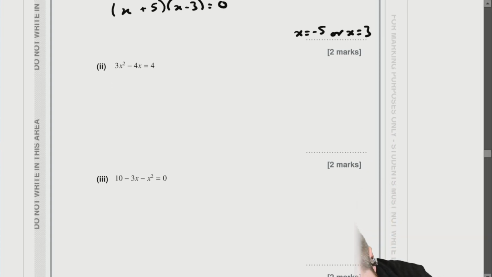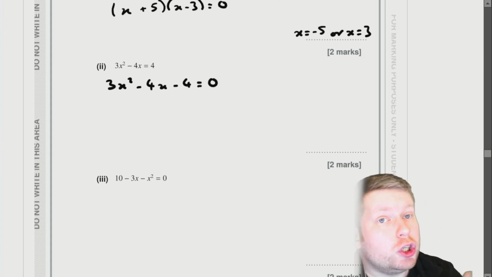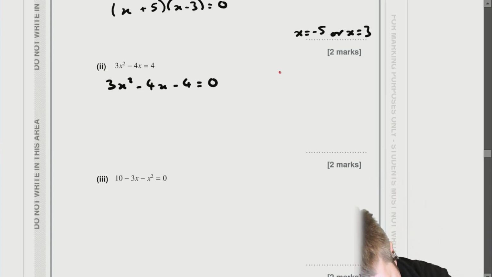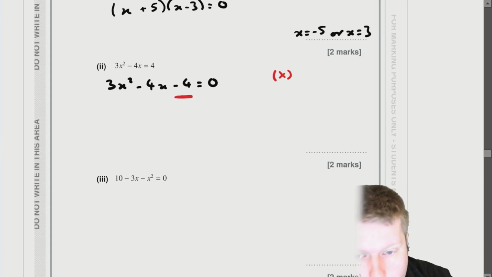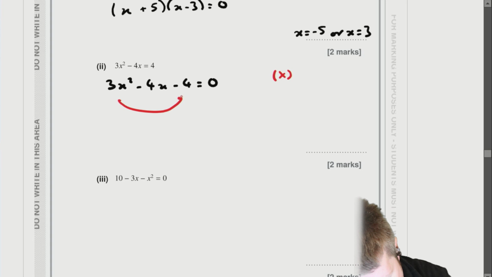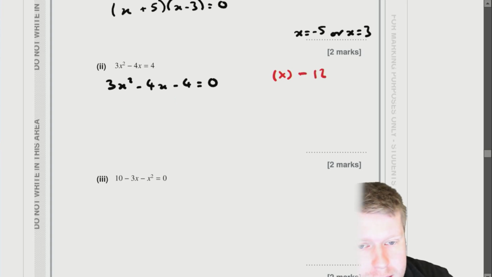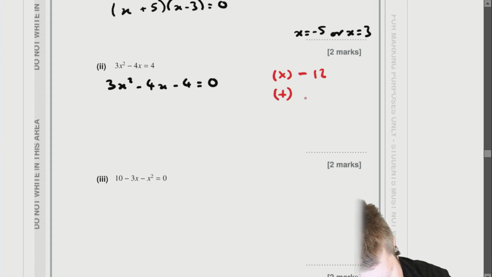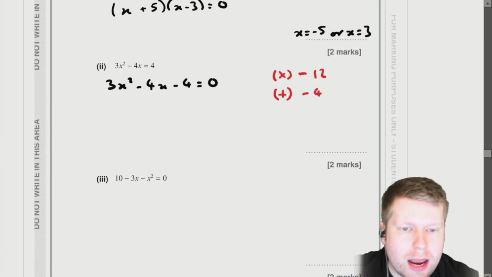Okay, let's have a look at question 2 then. So we're going to take away 4 from both sides to make this equation equal to 0. So we get negative 4 equals 0 like so. And then this is a non-monic quadratic. So remember, you're looking for 2 numbers that multiply together to make not negative 4, but 3 times negative 4. So in other words, you're looking for 2 numbers that multiply to make negative 12 and which add together to make negative 4.